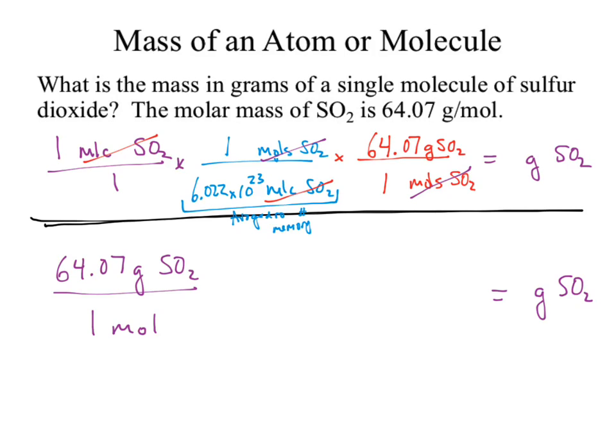What unit would I be left with? Grams of sulfur dioxide. What am I trying to solve for? So now what do I need to do? Now I can punch it into the calculator and deal with it.